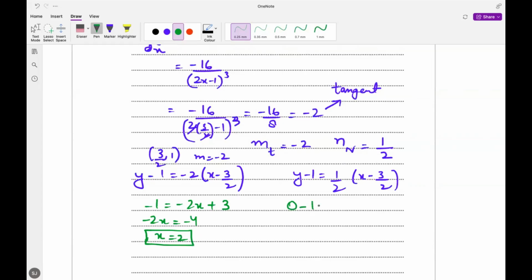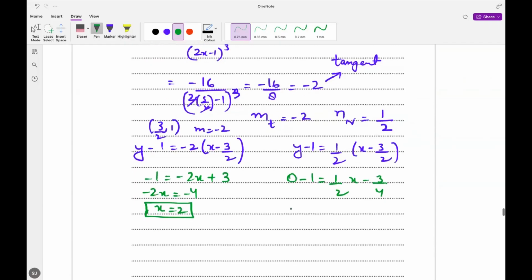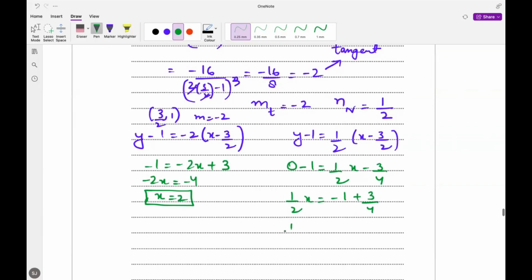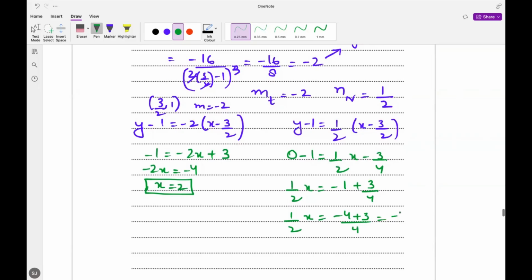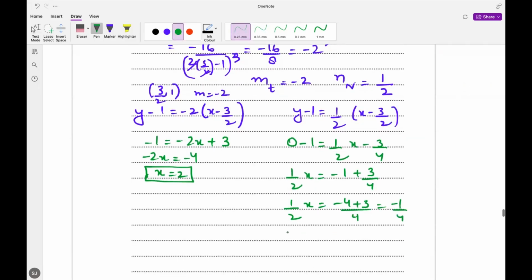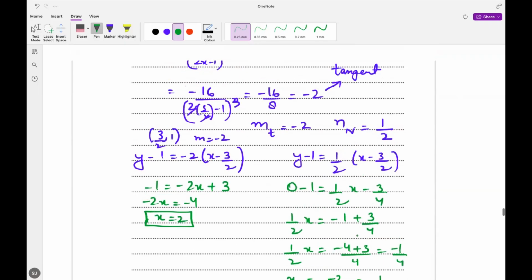Taking y as 0 over here, we'll get minus 1 upon 2 equals half x minus 3 upon 4. So taking 3 upon 4 to the other side, we'll get 1 upon 2 x equals negative 1 plus 3 upon 4. Simplifying this, we'll get 1 upon 2 x equals (minus 4 plus 3) upon 4, which is minus 1 upon 4. And then multiplying by 2 on the other side, we'll get minus 2 upon 4, which is minus 1 upon 2. So the normal is crossing the x-axis at minus 1 upon 2.